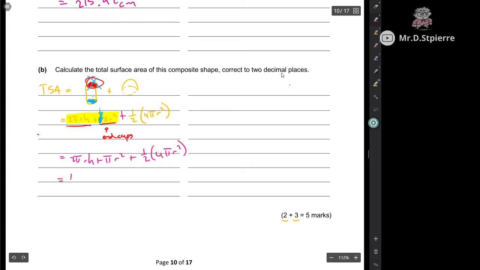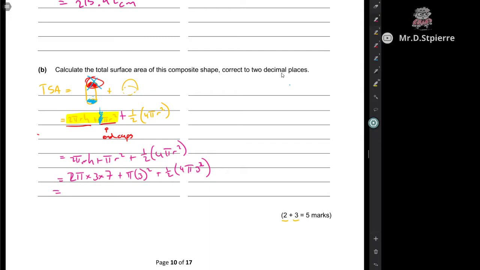So we can put in all our values. So we get 2 pi times the radius, which was 3, times the height, which is 7, plus pi times 3 squared, plus half times 4 times pi times 3 squared, gives us a final answer. Stick it all in the calculator.